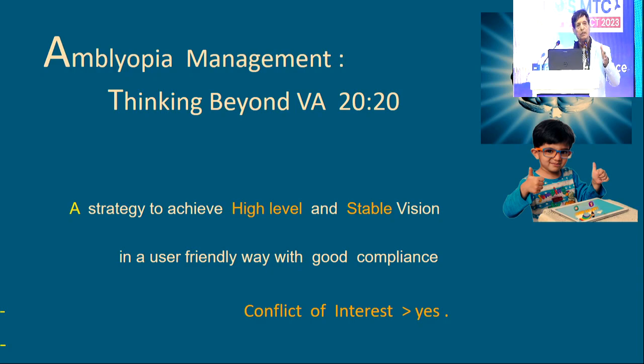Another thing is that the vision which we improve, the visual acuity, even if it is 6/6, is a low level vision because it has no proper contrast sensitivity, discrimination and depth perception also. So, a strategy to achieve high level and stable vision in a user friendly way with good compliance, that too at home. Let us see.